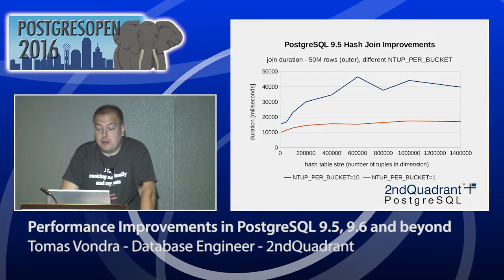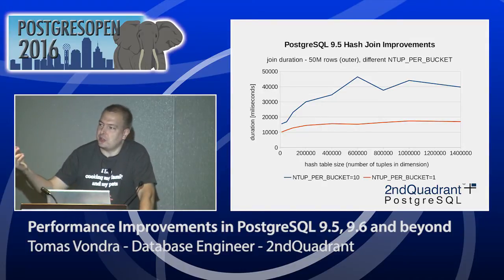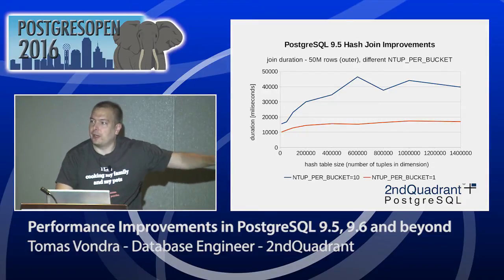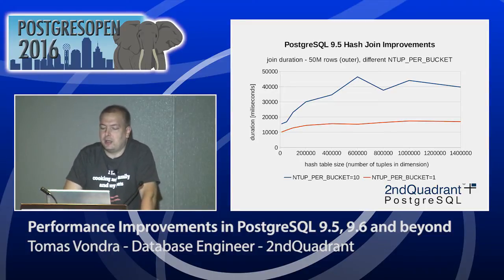But on 9.5, which is the n tuple per bucket, the size of the linked lists in each bucket, with 1, you can see it's much faster. It's like half the duration, right? It's twice as fast. And obviously, this is for the case when the estimate was pretty accurate, when the hash table was sized as expected. But if you get an underestimate when planning the query, you can get significantly longer durations on 9.4, while 9.5 is going to handle that just fine.